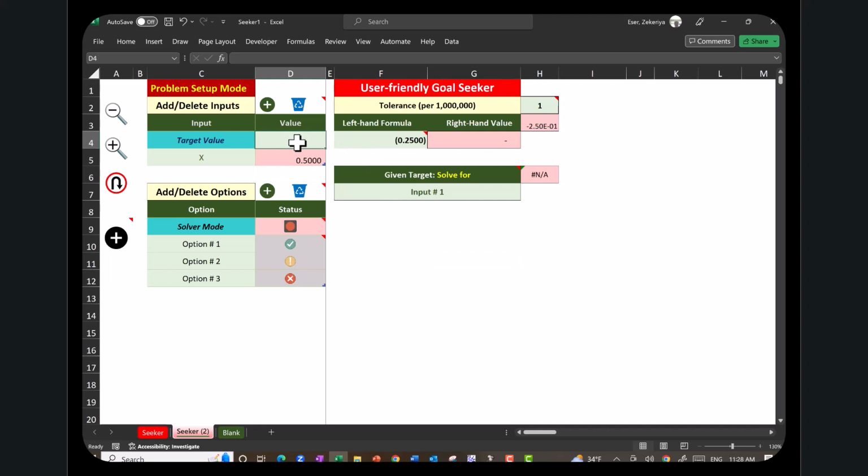I'm gonna put in a target value of 1, because that's the right-hand side of the equation. And this is where I'm gonna pick the input for which I'm solving. In this case, there is only one unknown, so it doesn't matter. And I have no options, so I'm gonna delete these options.